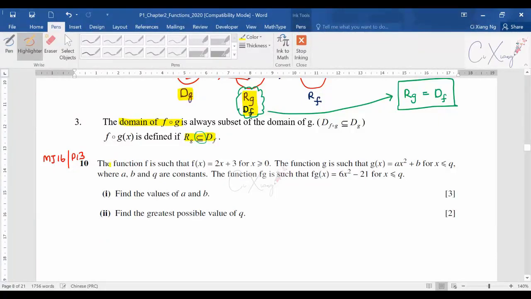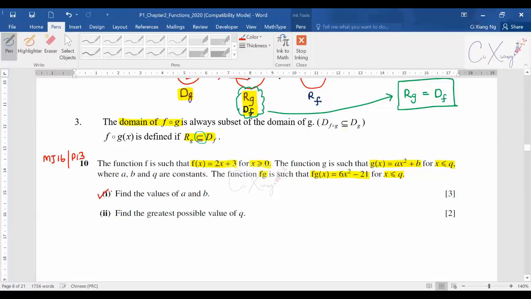If you look at this question, here they tell you that the function f is this equation, for x greater than or equal to 0. Function g is ax squared plus b. Where a, b, and q are constants, the function fg is this, for x smaller than or equal to q. First, they want you to find the values of a and b.